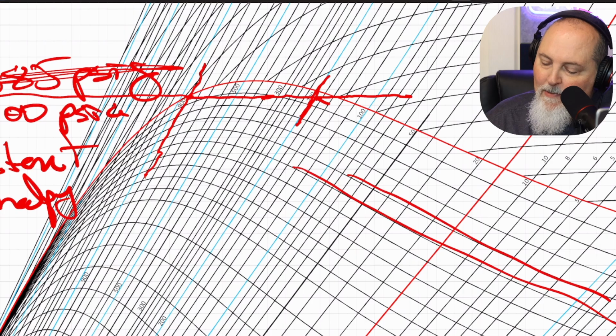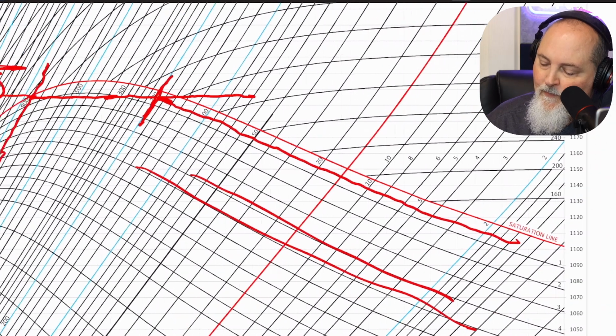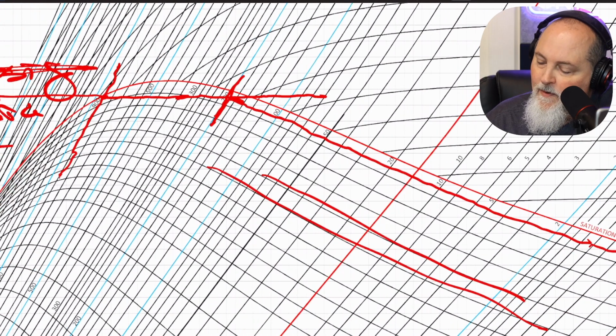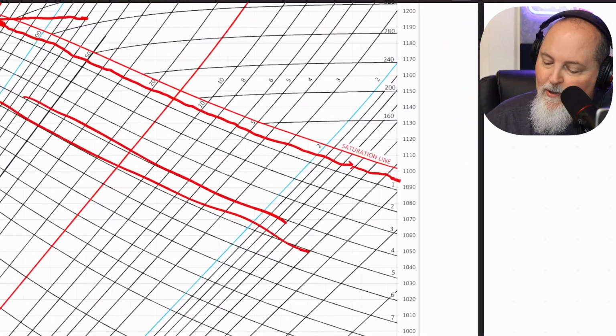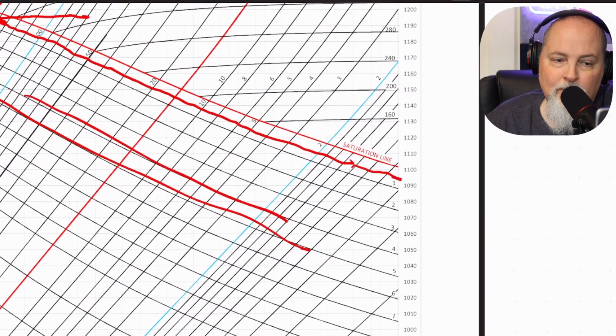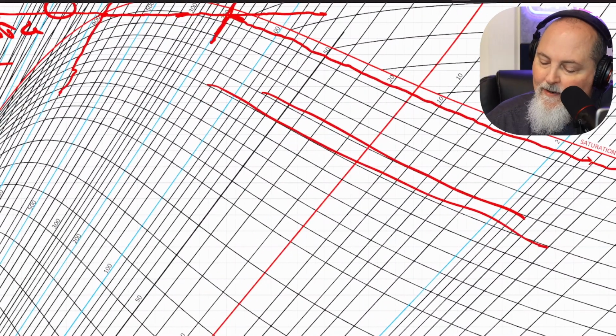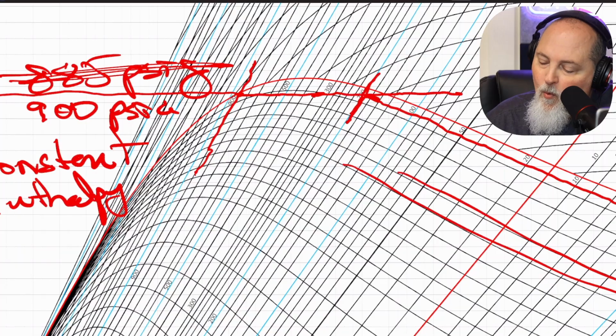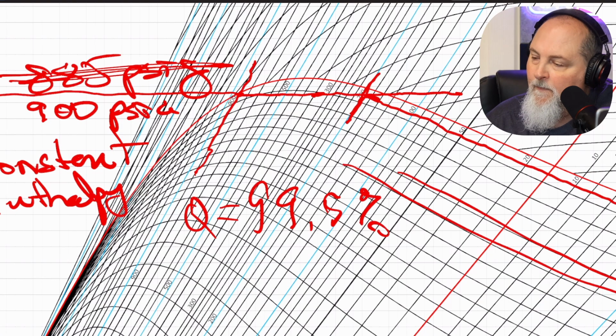So now, remember these lines here are our quality lines. So we're right in between the saturation curve and that next line. So we're going to follow that down. And we're right between 0 and 1, which means, if we were on the 1, that would be 99% quality. So we're at 99.5% quality.